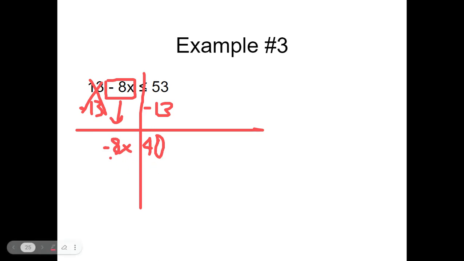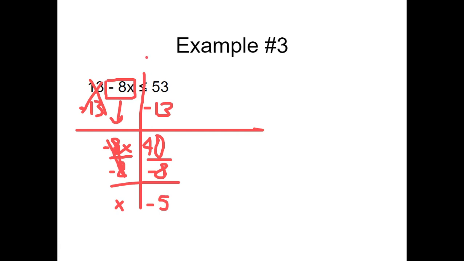So what am I going to do to both sides? If I have negative 8 times x, the opposite would be to divide by negative 8. So I'm going to divide by negative 8 on both sides. This side over here will cancel out, and x will be left by itself. And then over here, 40 divided by negative 8, that's going to give me a negative 5 as my answer.